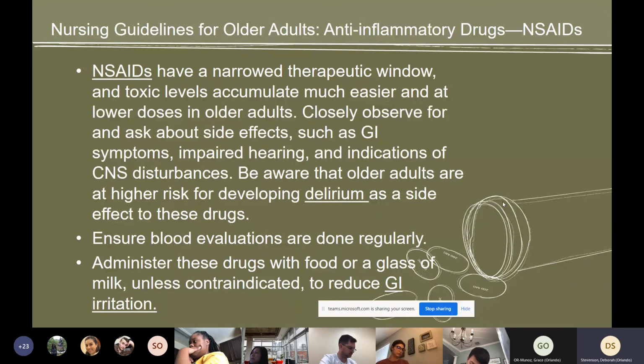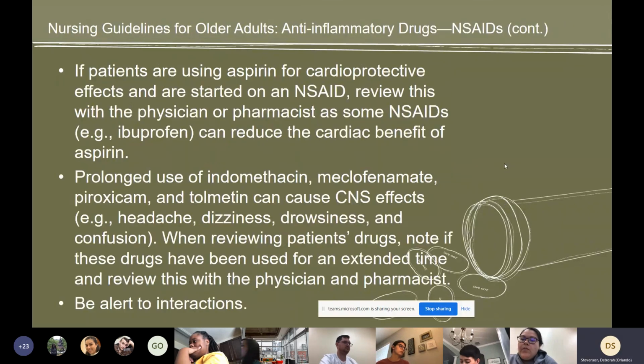So, of course, blood evaluations as well. And anytime you take an anti-inflammatory medication, it's good to take it with food or milk, unless it's contraindicated, okay? All right. Again, I mentioned earlier, if a patient is on aspirin because of a cardiac issue, and they start an NSAID, well, that needs to be discussed with the physician and the pharmacist. All right, so it's important to remember that.